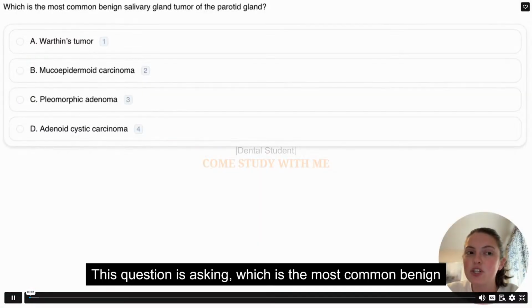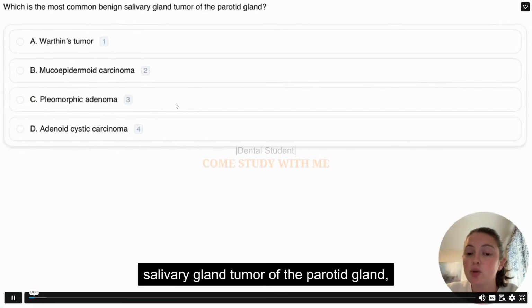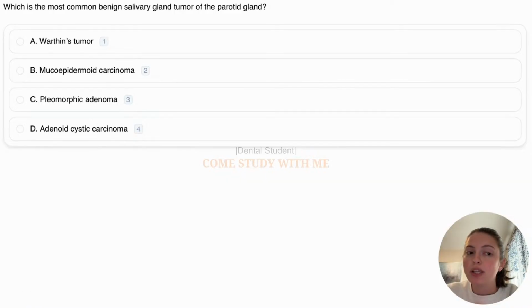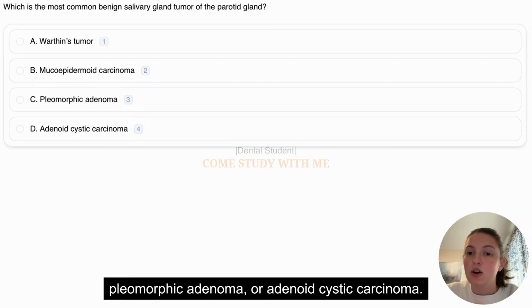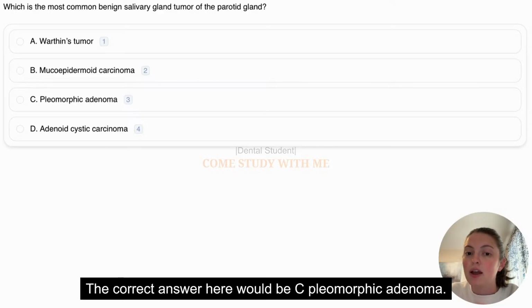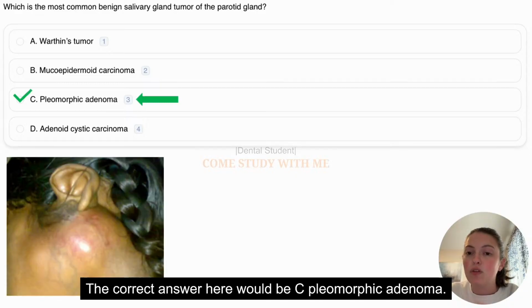This question is asking which is the most common benign salivary gland tumor of the parotid gland: Warthin's tumor, mucoepidermoid carcinoma, pleomorphic adenoma, or adenoid cystic carcinoma. Now, these are all salivary gland neoplasms, or tumors, that can be found in the parotid gland, but they're not all benign, and they're definitely not all the most common. The correct answer here would be C, pleomorphic adenoma.